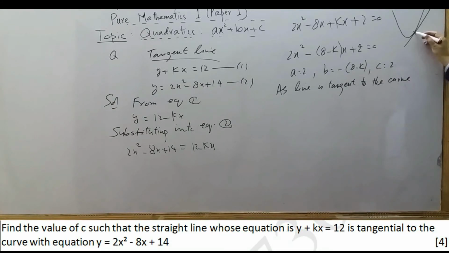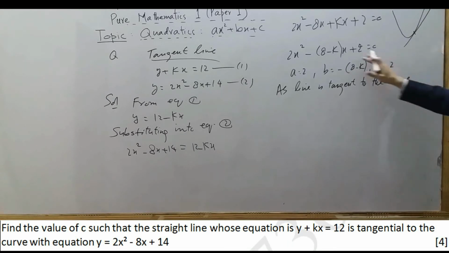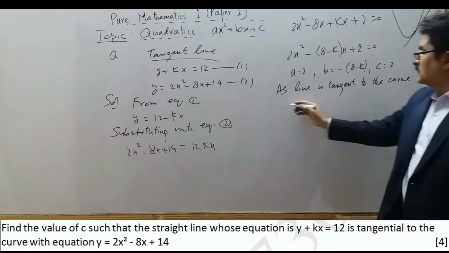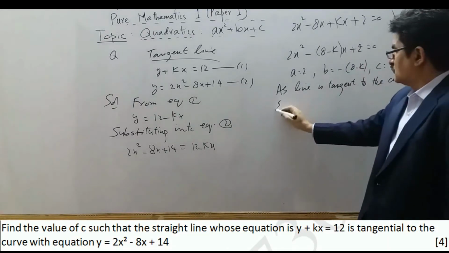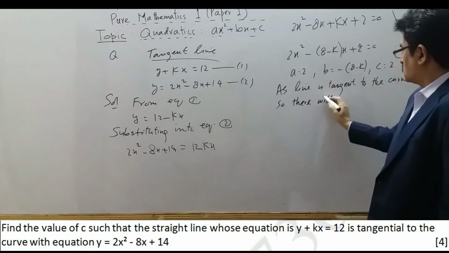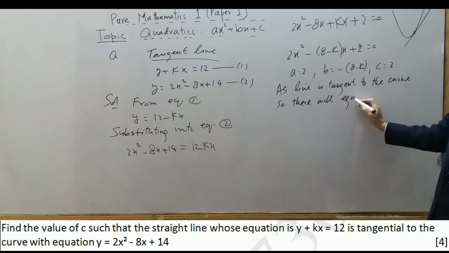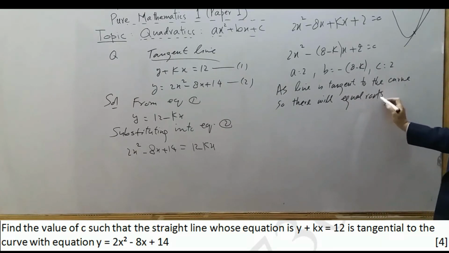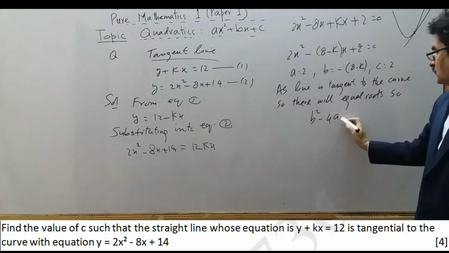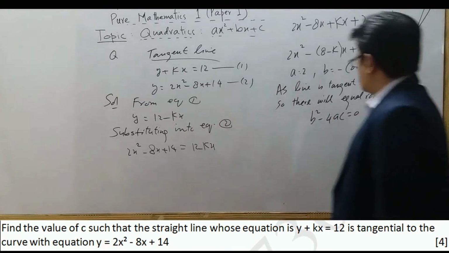So this point will have one x coordinate and one y coordinate. From here we are finding x coordinate, so we'll get one value of x. As the line is tangent to the curve, there will be equal roots or repeated roots. So we have b square minus 4ac equal to 0.